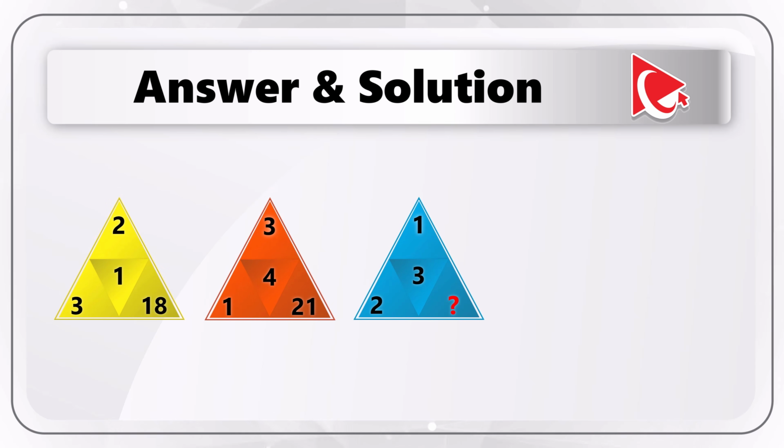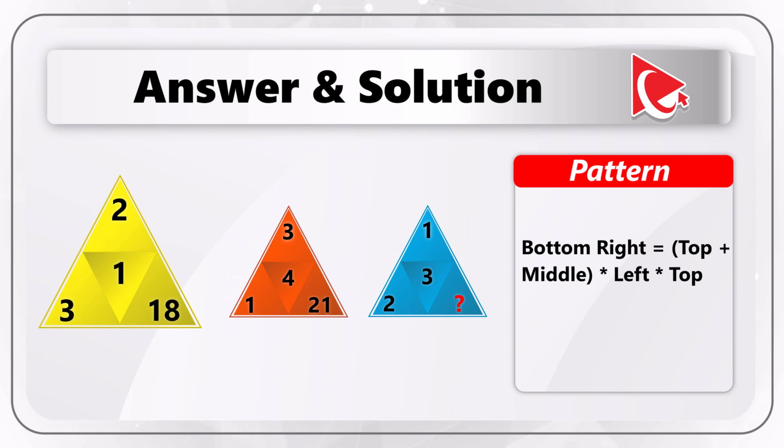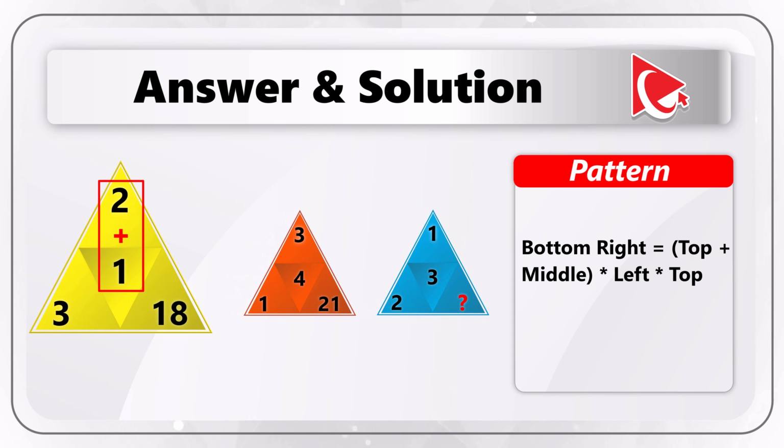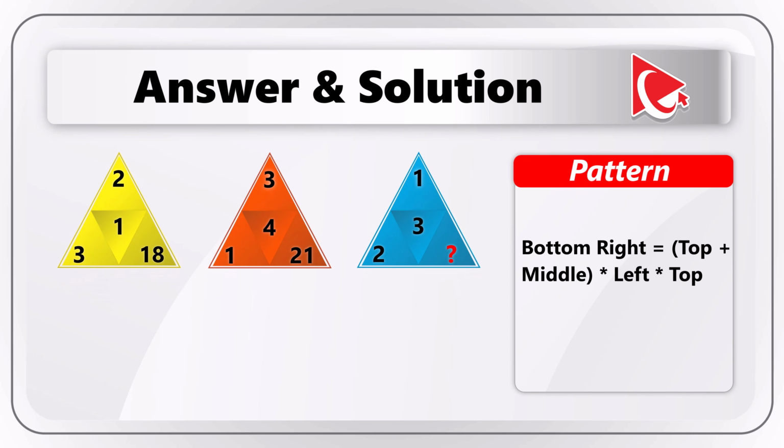As you might have guessed, the first step here is to determine the pattern. So in this particular pattern, the bottom right number is calculated as the sum of the top and middle numbers, multiplied by the left number and by the top number. Let's look at sample calculations to make the example more clear.